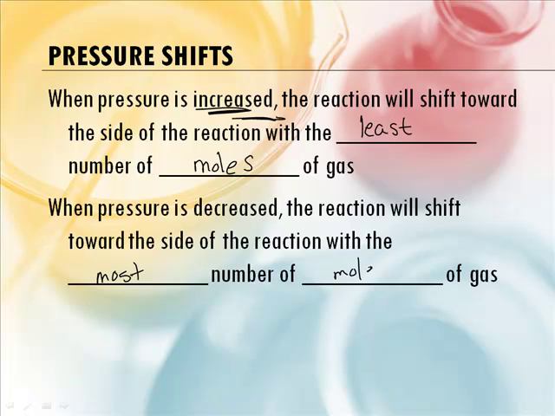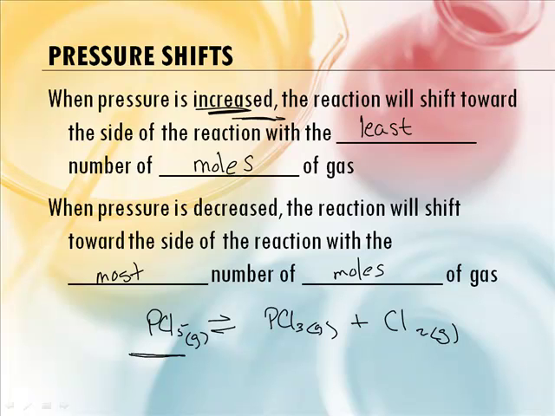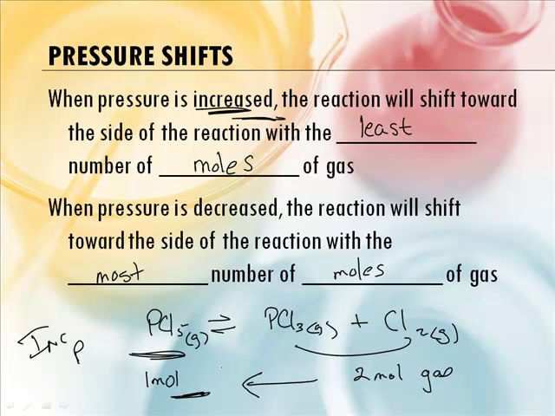When pressure is decreased, the reaction will shift toward the side with the most or greatest number of moles of gas. So if I take that reaction we just did earlier, PCl5 gas turns into PCl3 gas plus chlorine gas, Cl2. If I were to increase the pressure, this side has 1 mole of gas. This side has 2 moles of gas, right? So if you were to increase the pressure, it would shift in what direction? Think. That's correct. It will shift to the left, producing more PCl5 because there is only 1 mole of PCl5 versus 2 moles of gases on the product side.